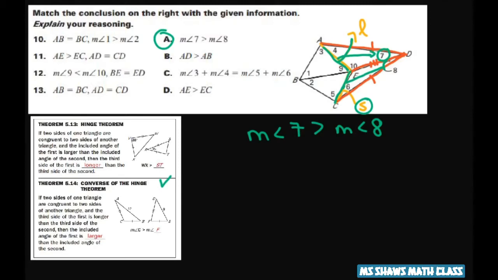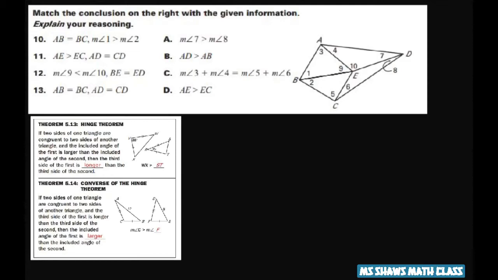All right, next one, we're doing 12. We have the measure of angle 9, where's 9? It is smaller than the measure of angle 10. So this one is smaller, this one's larger. All right, BE equals ED, so we'll put little marks here. This line AE is congruent to itself, due to the reflexive property.